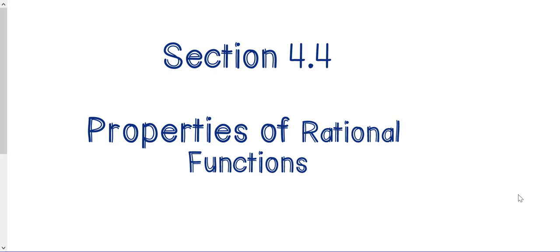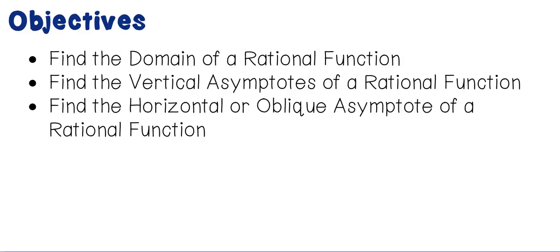Okay, so today we're doing section 4.4, properties of rational functions. And our objectives are to find the domain of a rational function, find the vertical asymptotes of a rational function, find the horizontal or oblique asymptote of a rational function.